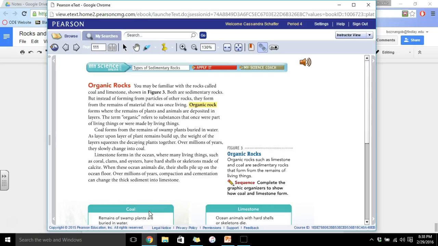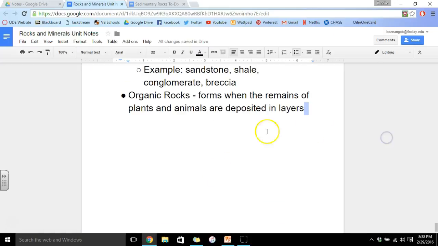The term organic refers to substances that were once part of living things or made by living things. So, if you guys remember, we said that minerals had to be formed by an inorganic process, at least in some way. And so that's why coal and limestone couldn't be minerals, because they're formed organically. They're formed from the remains of plants and animals. So I'm going to put examples: coal and limestone.